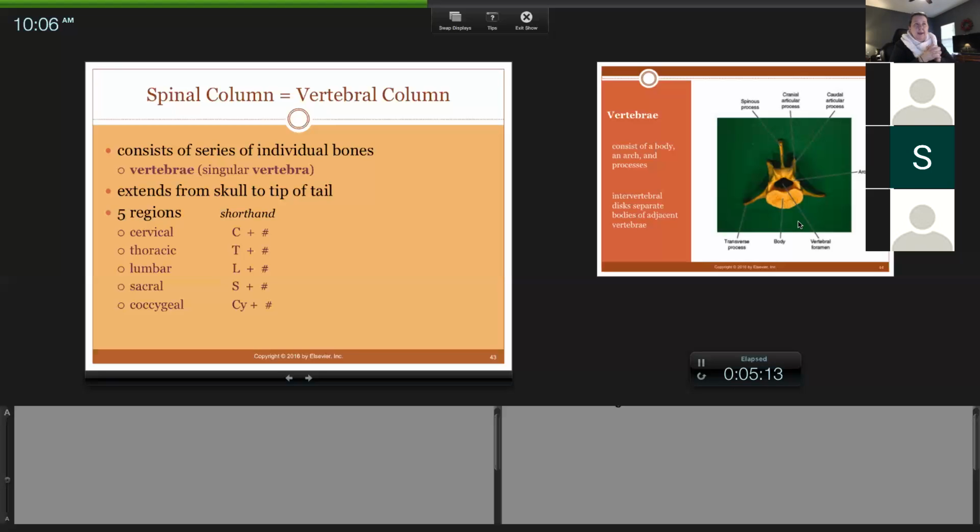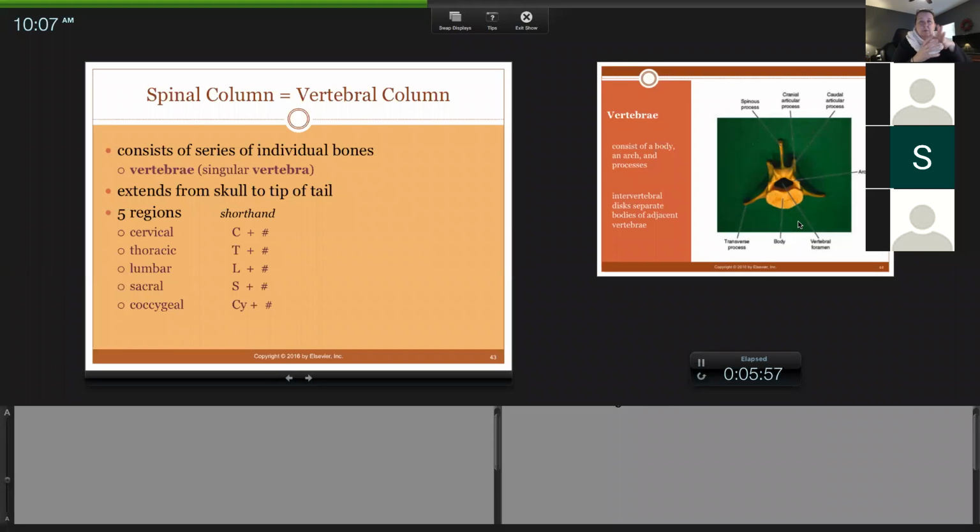Now, if you look at T, thoracic, the dog has 13 thoracic vertebrae. The horse has 18. Now, the horse has a very large thoracic cavity due to their lung capacity. Horses have very large lungs, which helps racing and running, so they have a very, very large thoracic cavity to accommodate their lungs. Now, lumbar is interesting. The dog has 7 lumbar vertebrae. The horse has 6. So the horse has 1 less, but that's because the horse has more thoracic vertebrae.